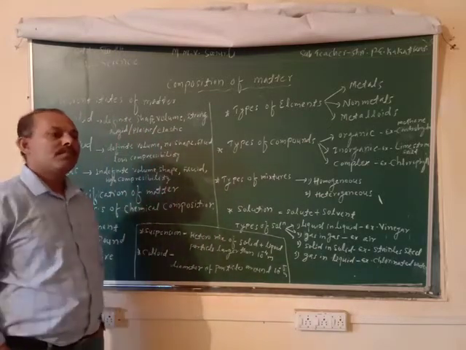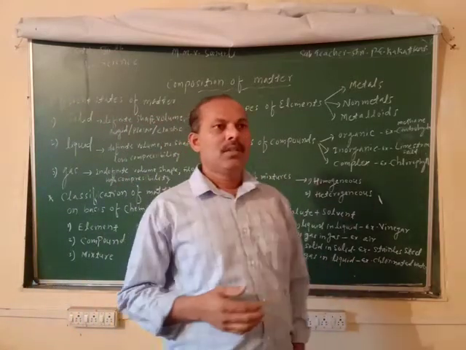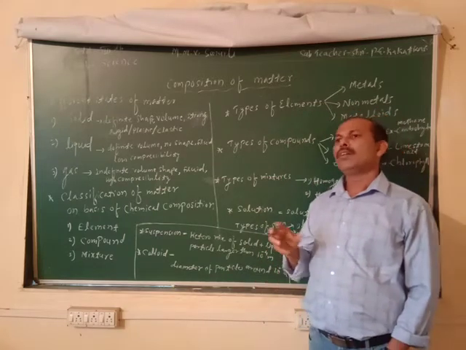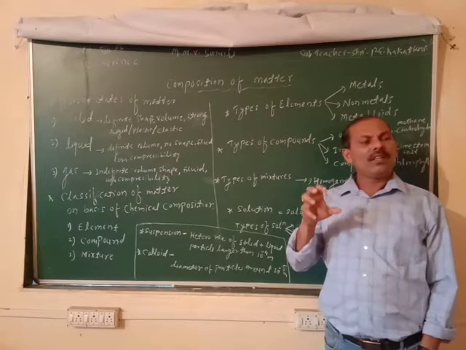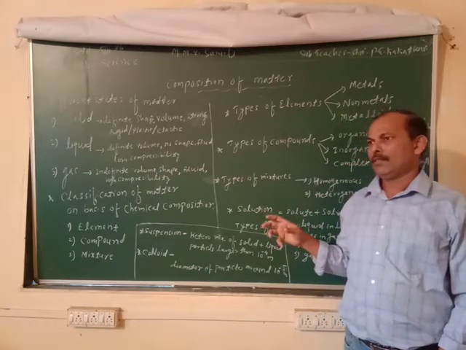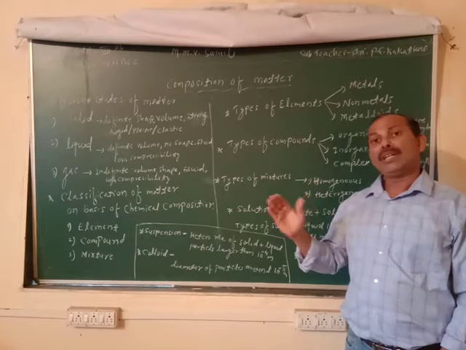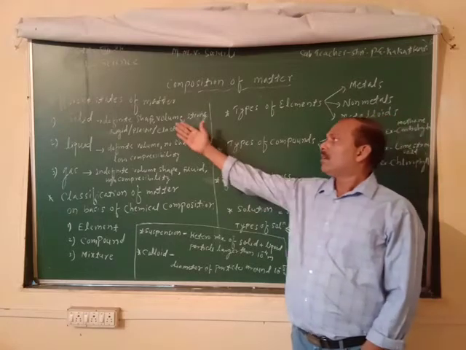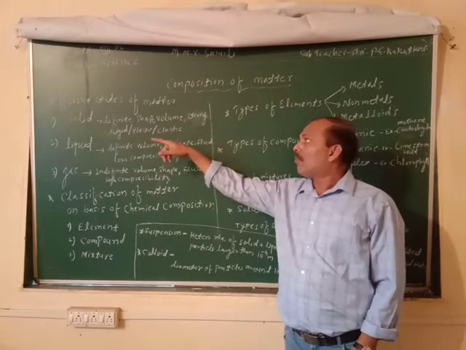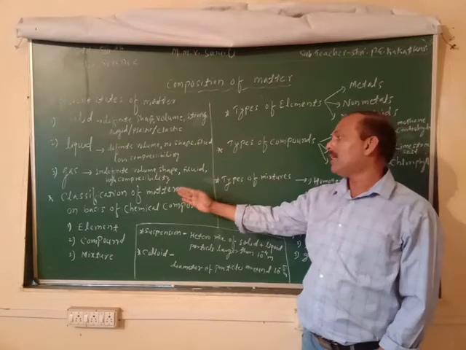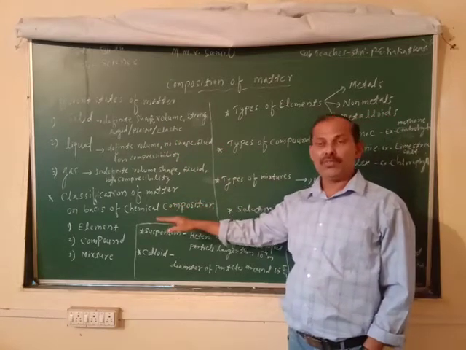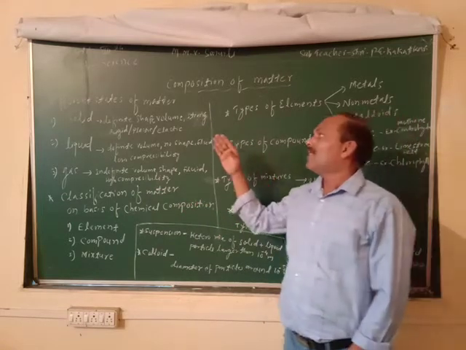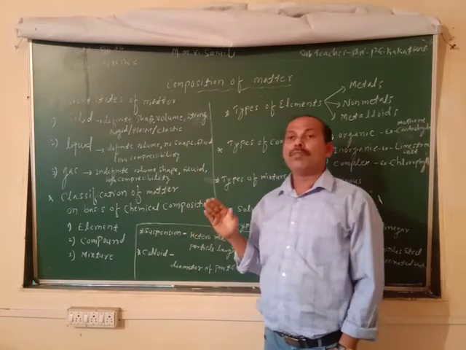Let us consider first about matter. Do you know what is matter? Matter is made up of different particles. But if you see the particles in matter, we will classify them in different types. The types of classification is different. That is on the basis of state or on the basis of their chemical constituent or chemical component.